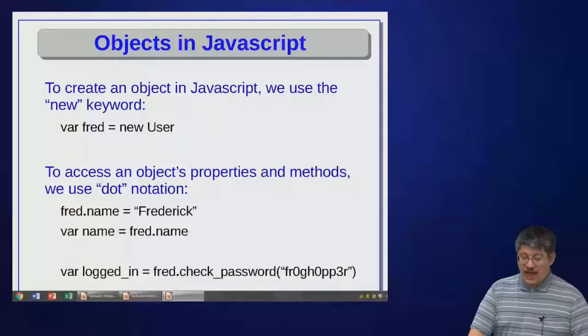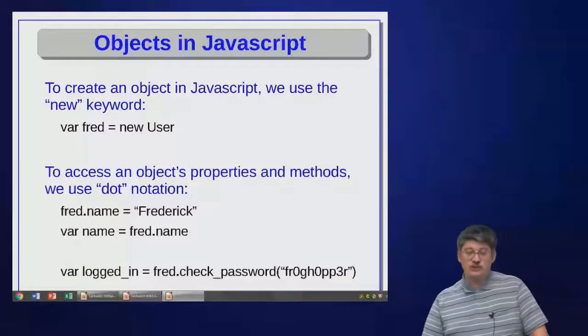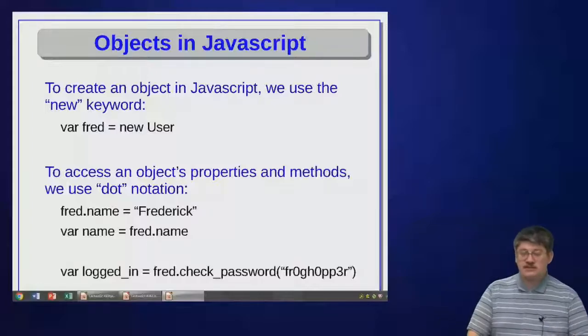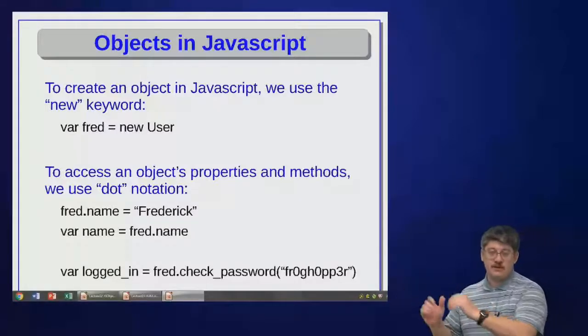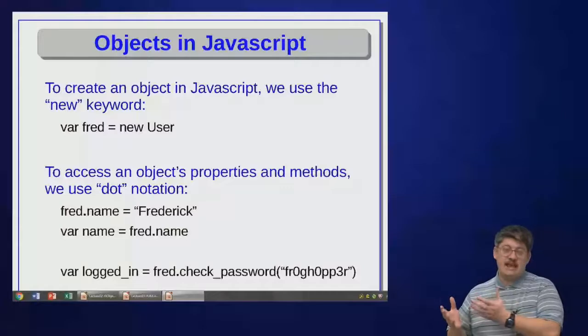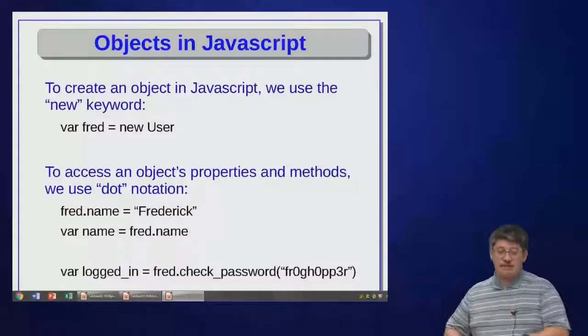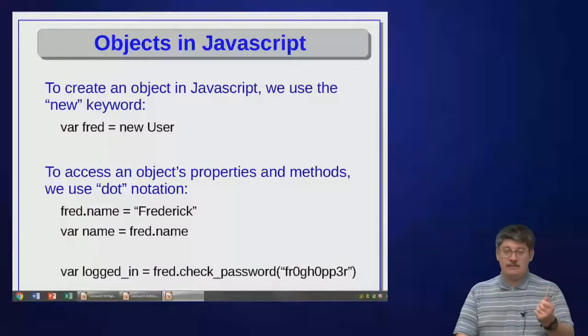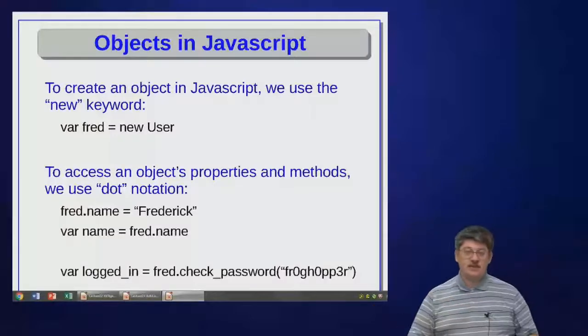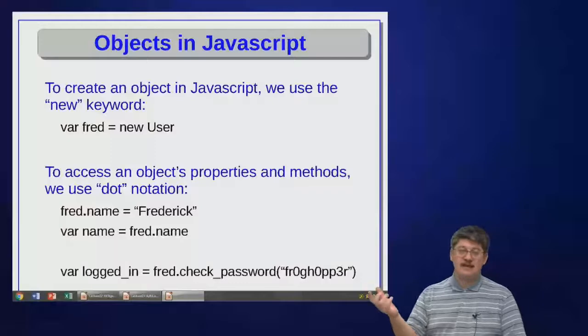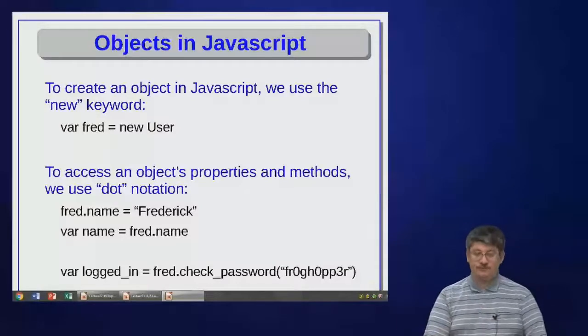Now, in order to access an object's properties and methods, we use dot notation. This looks, again, just like Java or C++. So we could say Fred.name is Frederick, and that would change Fred's name or username to be Frederick. We could actually then fetch the name by creating a new variable called name and setting it equal to Fred.name. That would copy the name from Fred and put it into a new local variable.